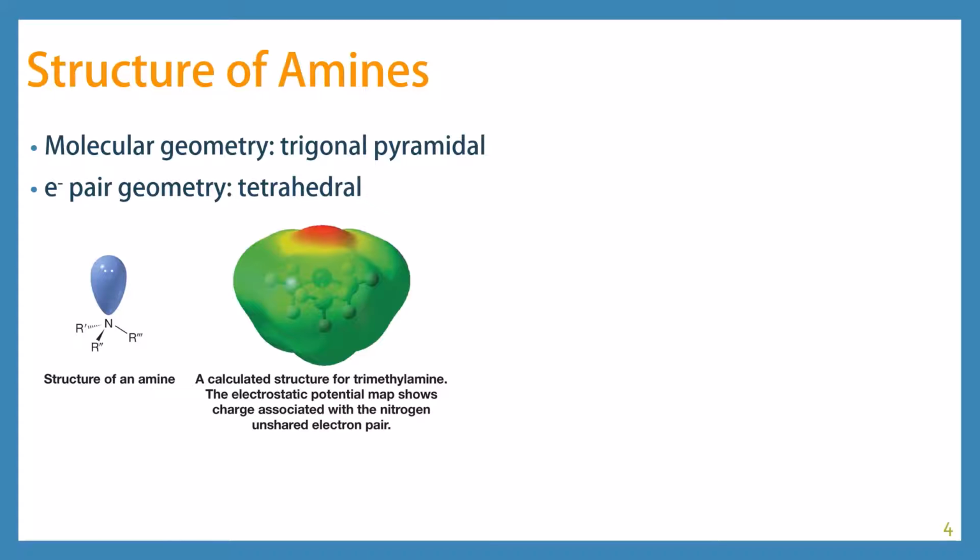Also remember that nitrogen is more electronegative than carbons and hydrogen. So if you were to have trimethylamine, you would have more electron density on the nitrogen and less on the carbons because of the dipole.